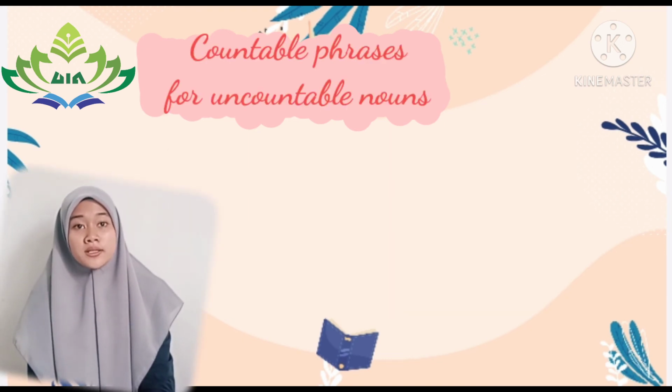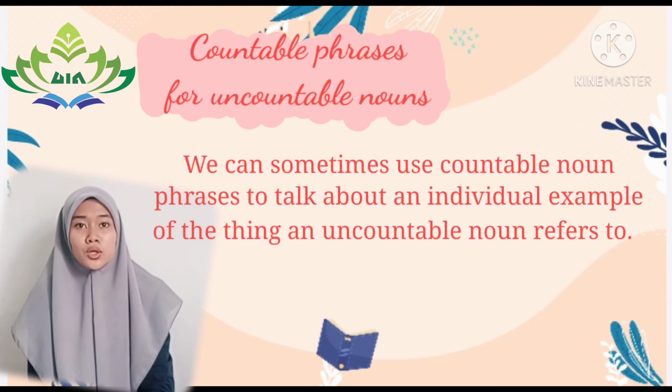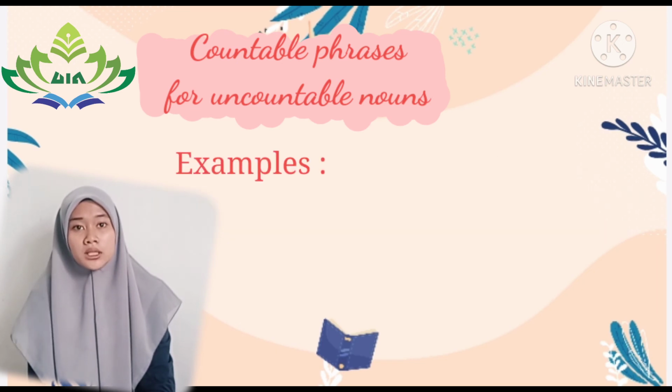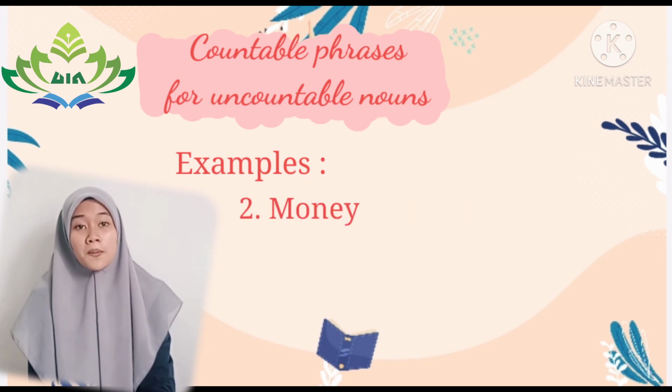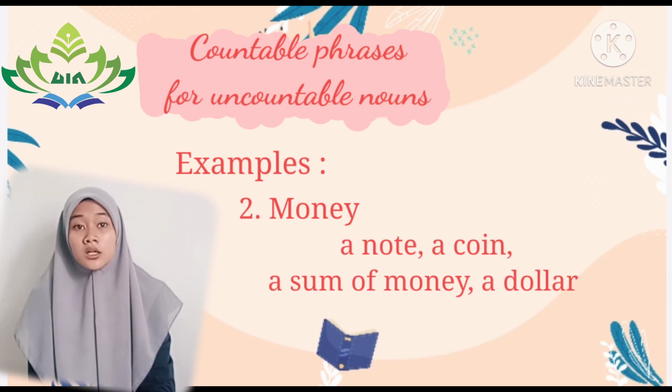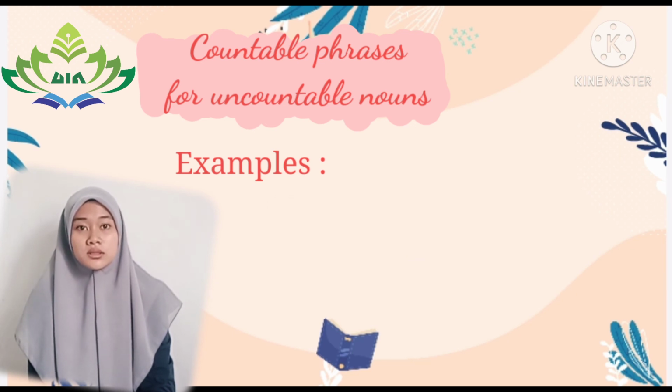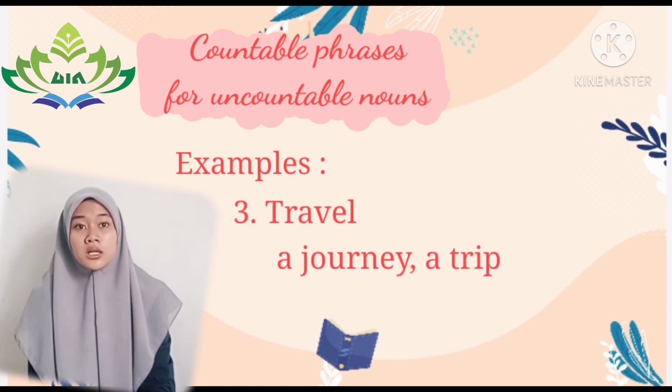Uncountable nouns: precise expressions. We can sometimes use countable noun phrases to talk about an individual example of the thing an uncountable noun refers to. Example, accommodation: a house, a place to live, a place to stay. Money: a note, a coin, a sum of money, a dollar. Travel: a journey, a trip.